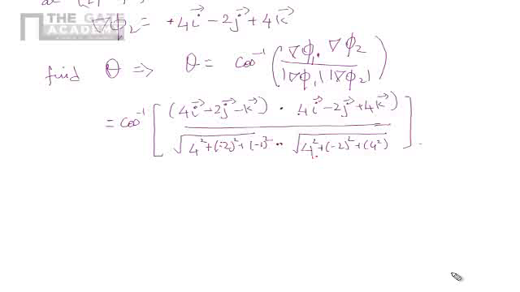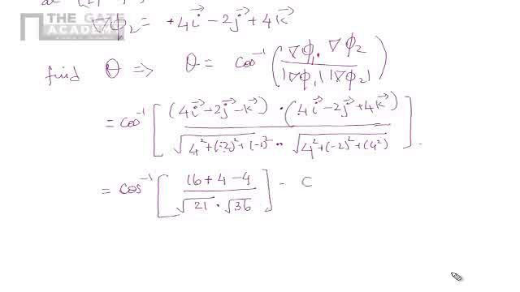This is what it is. So on simplification it will give me cos inverse of (4 into 4, 16, plus 4 minus 4) divided by root of 16 plus 4, root 21 into root 36. That is nothing but cos inverse of 16 by root 36, which is 6 root 21. This can be simplified as 8 by 3.